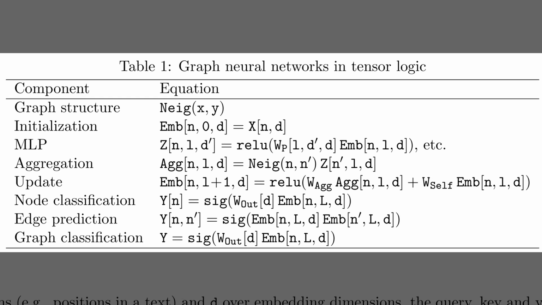Table 1 shows how a graph neural network becomes a short sequence of tensor equations, which makes message passing explicit. The neighbor relation defines graph structure, initialization loads node features into embeddings, and an aggregation step collects messages across neighbors. An update mixes aggregated messages with a self-term through a nonlinearity. Finally, simple readouts handle node labels, edge prediction, and whole graph classification.